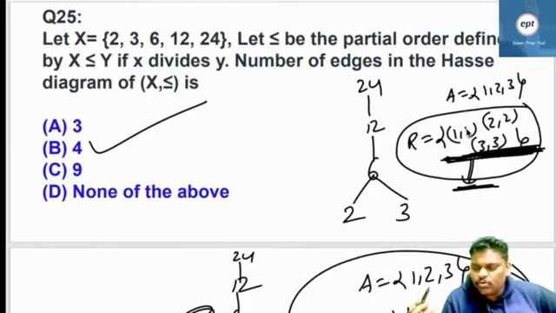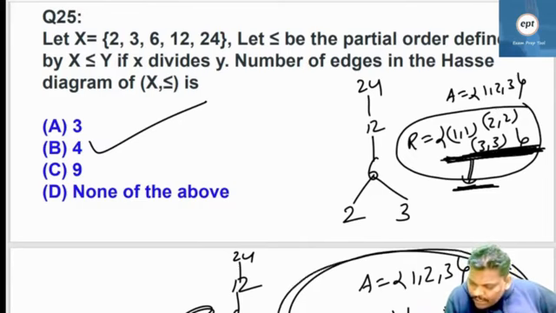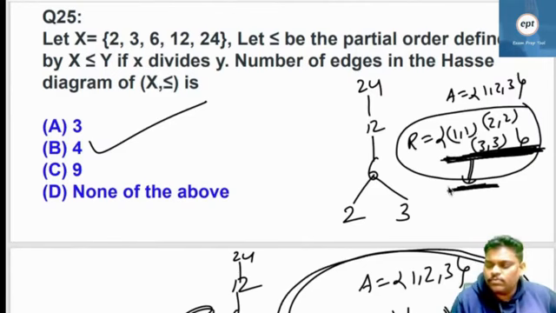Don't bring unnecessary conclusions. Right? See this one. It is symmetric. It is transitive. Symmetric and transitive. But it is irreflexive. Yes, because no (x,x) pair is there. But here, if you observe, an (x,x) pair is there, so it is not irreflexive. It is reflexive.